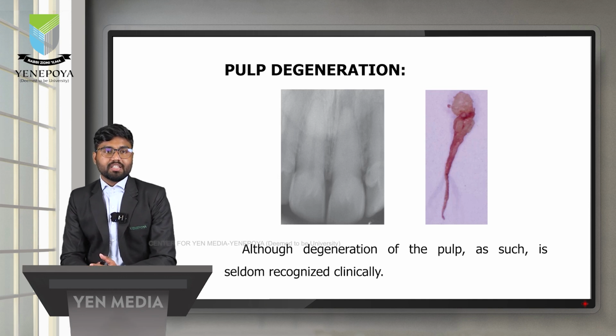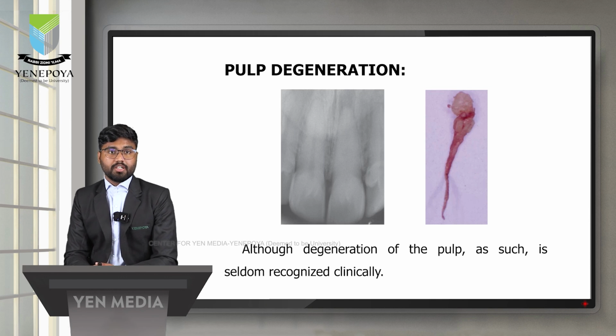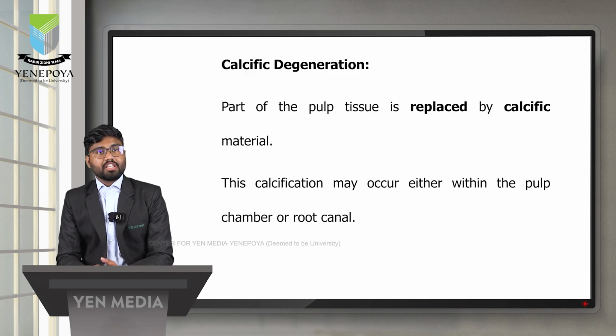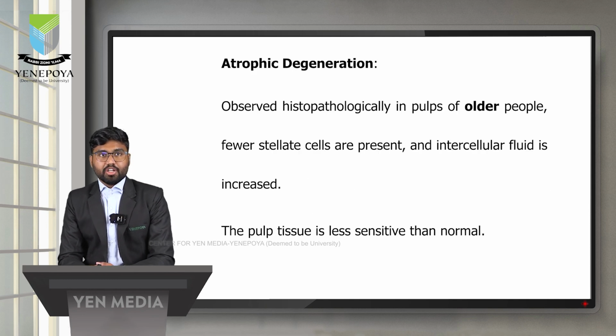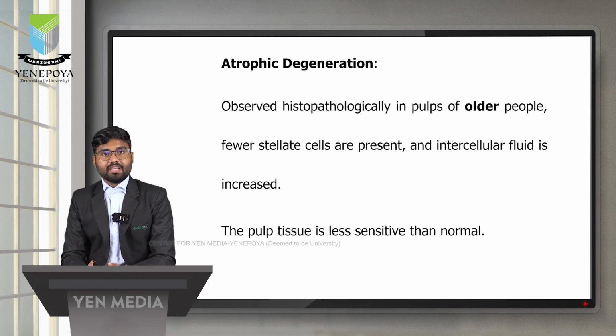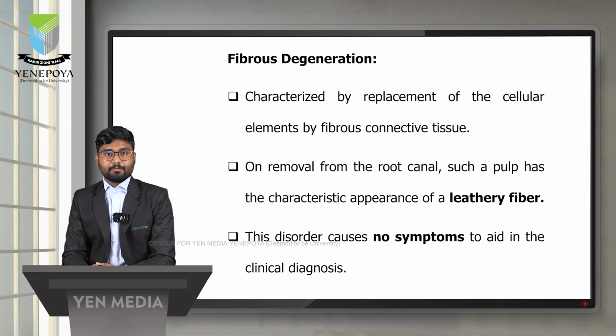Next, coming to pulpal degeneration. Although degeneration is not seen clinically, we need other kinds of tests such as radiographic diagnosis or histopathological changes to say that pulp degeneration has occurred. First, calcific degeneration, in which a part of the pulpal tissue is replaced by calcific material. This calcification may occur within the pulp chamber or root canals in the form of pulp stones or denticles. Next comes atrophic degeneration, usually observed histopathologically, wherein fewer stellate cells are present or intercellular fluid is increased. It is seen in older patients, and the pulp tissue tends to be less sensitive to vitality tests.